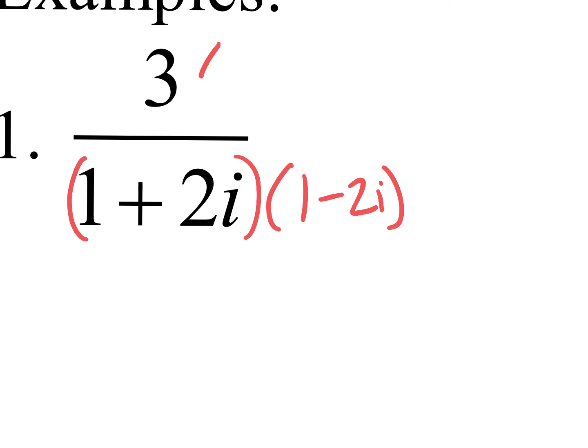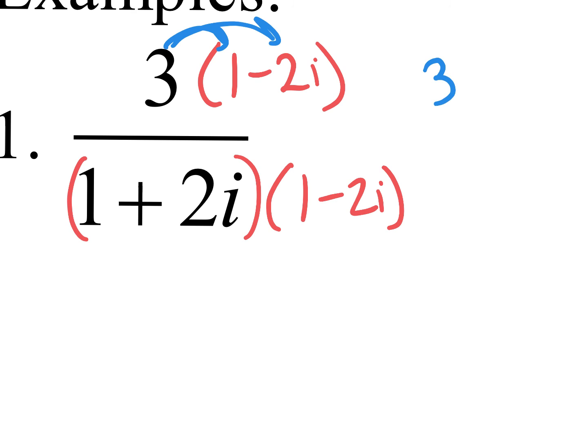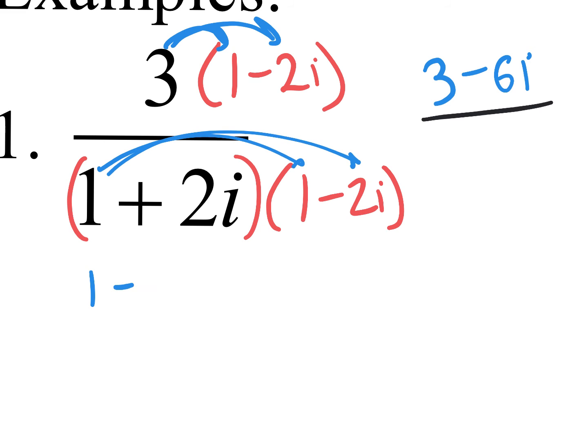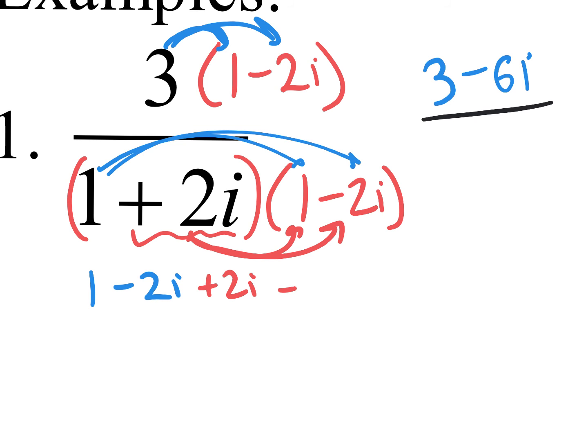That's right. And what I do to the bottom, I do to the top, 1 minus 2i. I'm going to distribute. I end up with 3 minus 6i up on top. And on the bottom, I distribute: 1 times 1 is 1. 1 times negative 2i is negative 2i. Positive 2i times 1 is a positive 2i. Positive 2i times negative 2i is a negative 4 with an i squared. So doing the work, that i squared becomes negative 1.